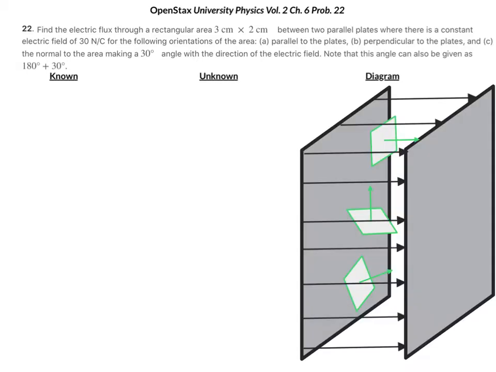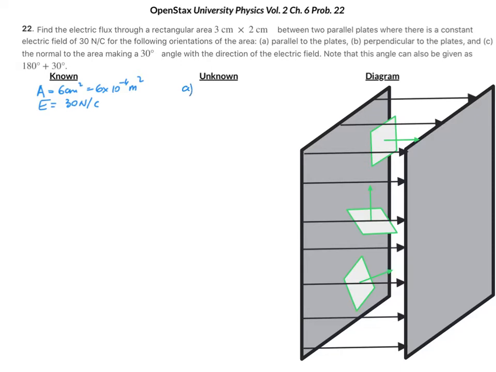Note that this angle can also be given as 180 degrees plus 30 degrees. All right, so let's write down the things that we know. I've already drawn the diagram. So we know that the area of that rectangular piece is 6 square centimeters, which is 6 times 10 to the negative 4 square meters. And we know that the electric field is 30 newtons per coulomb.